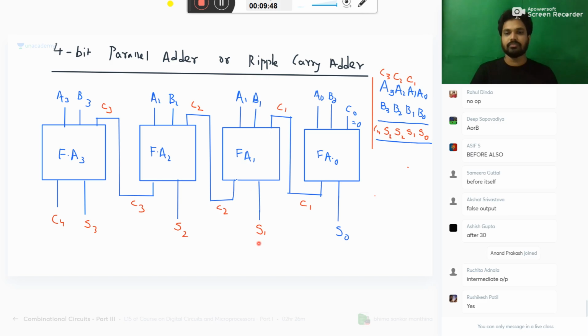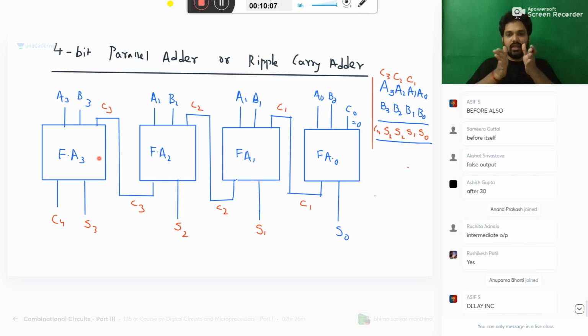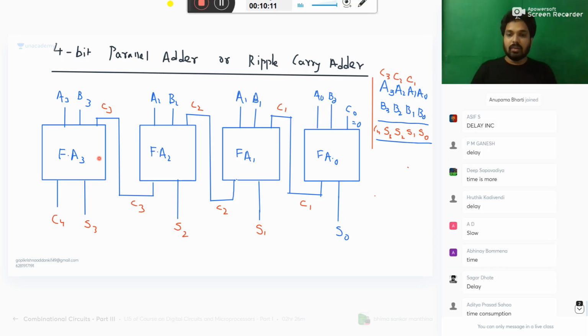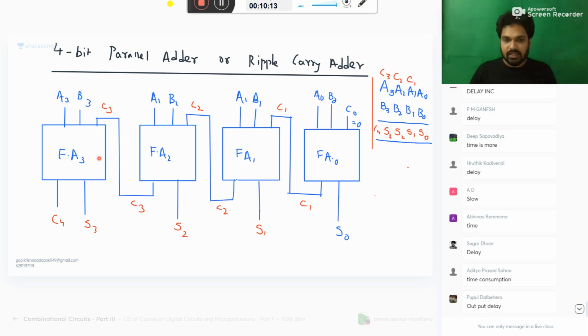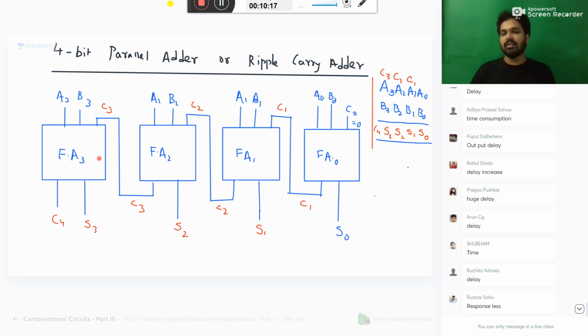Suppose to perform this addition, I need to wait for this carry, then this carry, then this carry. Like that, if this length is getting increased, what is the disadvantage? You understand my question? When I increase the length, I need to wait for more and more time. The propagation delay will be increased. That is the disadvantage of this parallel adder or ripple carry adder.